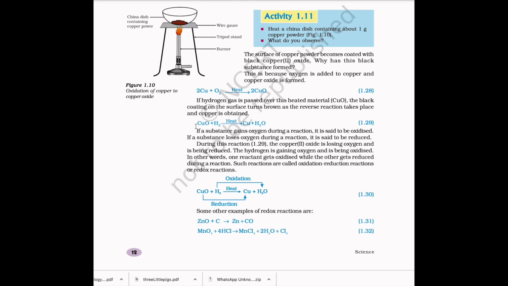During this reaction 1.29, the copper oxide is losing oxygen and is being reduced. The hydrogen is gaining oxygen and is being oxidized. In other words, one reactant gets oxidized while the other gets reduced during a reaction. Such reactions are called oxidation reduction reactions or redox reactions.